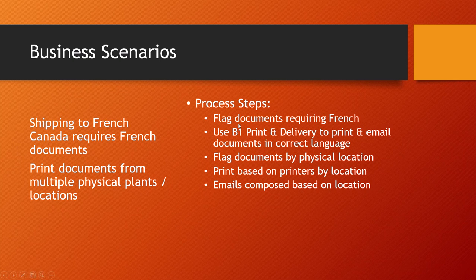So we're going to go in and do these steps right in here. We're going to flag documents requiring French. We're going to use B1 print and delivery to print and email documents in the correct language. We're going to flag documents by physical location. And then we're going to print based on printers by location and have emails composed based on location as well.